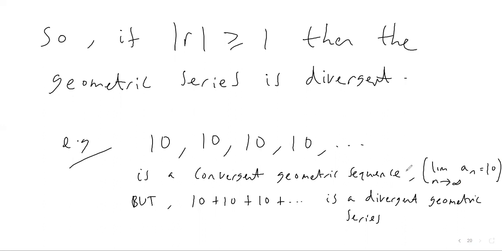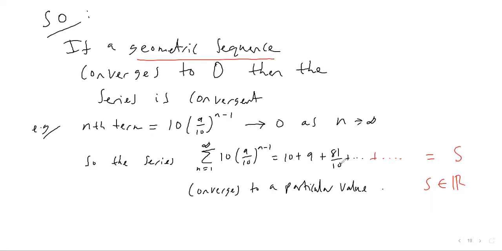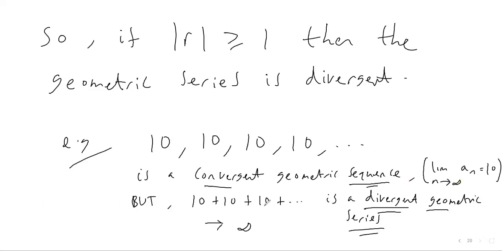This is a convergent geometric sequence, because the sequence converges to 10. But it's a divergent geometric series. So the series 10 plus 10 plus 10 is going to basically go to infinity. It's diverging. It's not converging to a proper real number like this sequence here. 10 plus 9 plus 81 over 10 plus 729 over 100 converges to a proper real number because the sequence converges to 0, so the numbers get to 0. Eventually the sum is going to get to a fixed proper number. But 10 plus 10 plus 10 plus 10 doesn't converge to a fixed number; the series diverges to infinity.